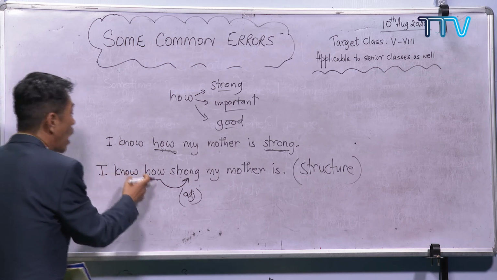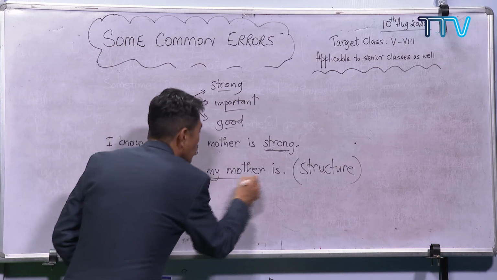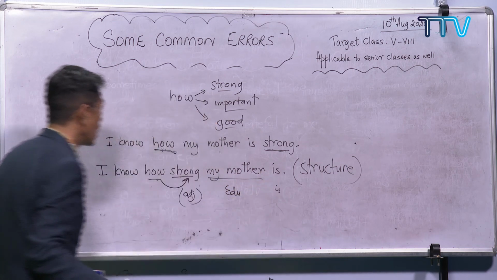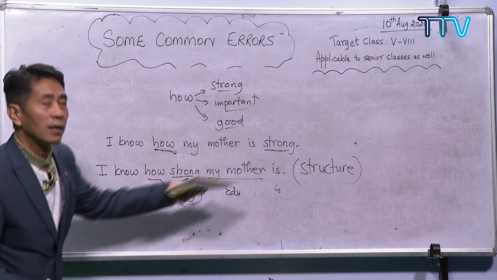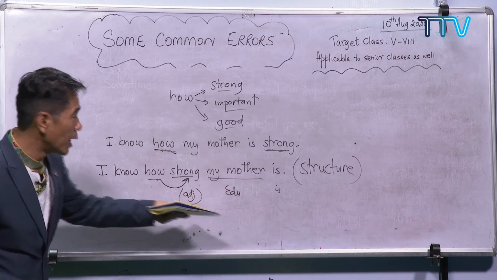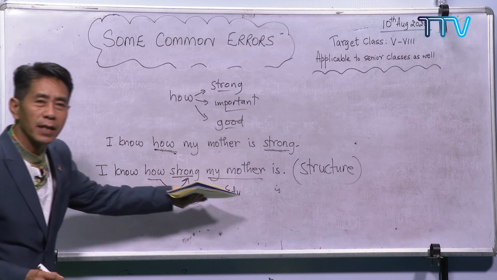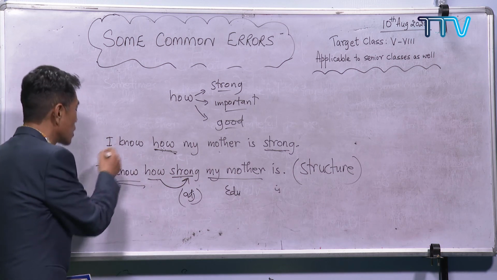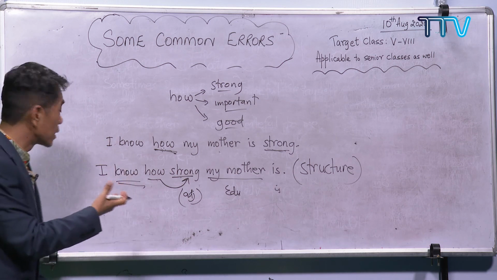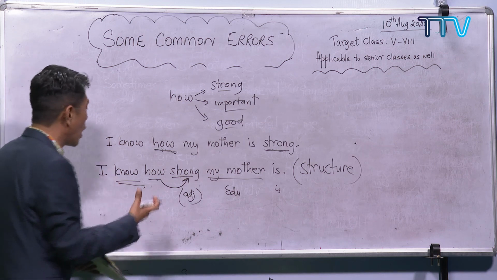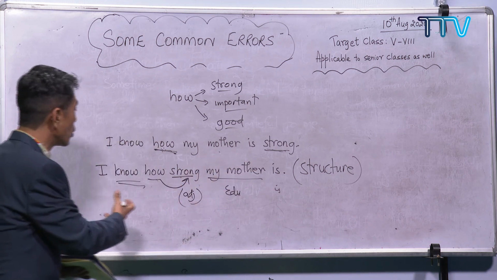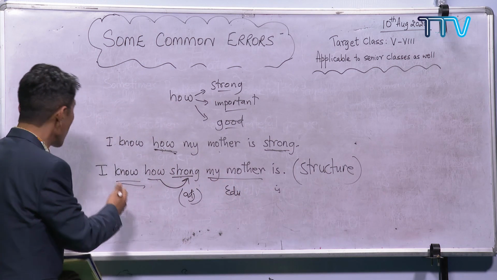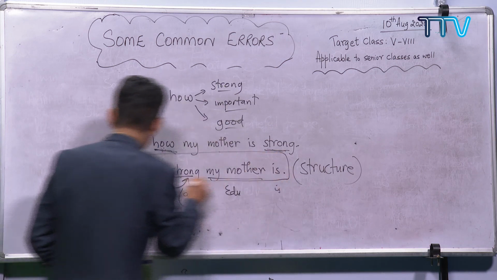For example, I know how important education is. I know how difficult this language is. I know how easy. I know how dirty. Okay, yes. And I told you, once you know the positive, you should also learn how to change that into negative. I don't know how strong my mother is. I don't know how important education is. I don't know how dirty that place is. So you see, if you know one structure, that is just an example.